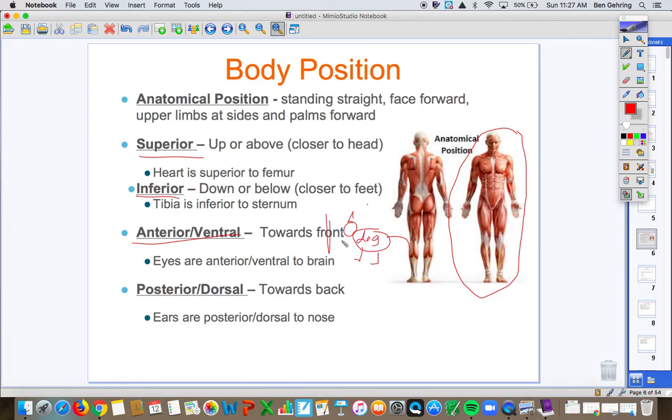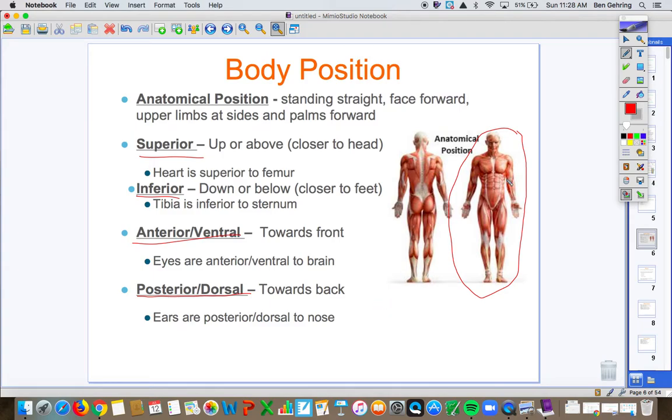Anterior would be this way, ventral would be this way. So that's differences. In human terms, they're the same thing. And so your eyes are anterior or ventral to your brain. They're in front of. Posterior and dorsal, same thing. In humans, it means towards the back. So your ears are posterior or dorsal to your nose.